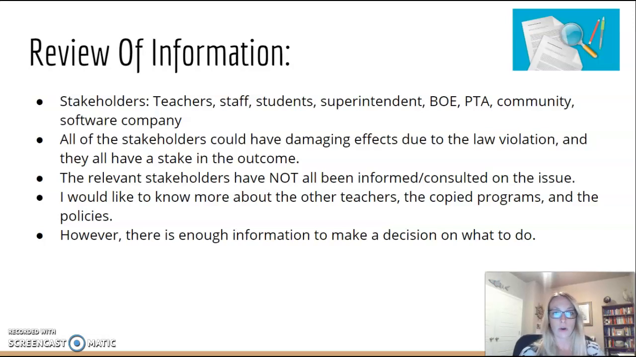What I would like to know more about are the other teachers. Did the other teachers accept the copies, or were other teachers outside of 2nd, 3rd, and 4th grade offered any copies? I would like to know about the copied programs. What exactly was copied? And what was the intent of copying any of the other programs? And the policies. Was there an acceptable use policy for the district? And have things like this been mentioned or brought up to the staff to know how to handle them? However, even though some of these things are missing, I do believe that it's enough information to make a decision on what to do regarding the case.